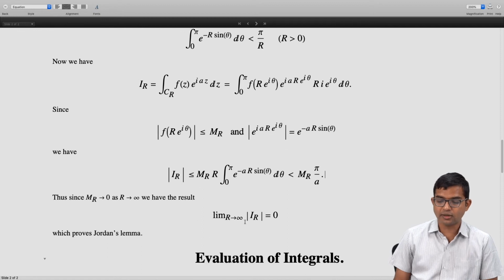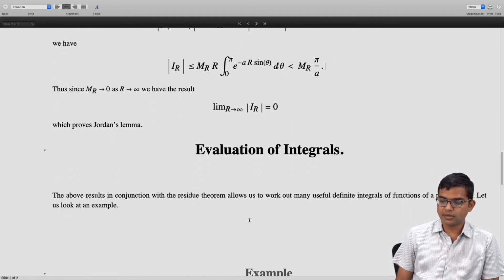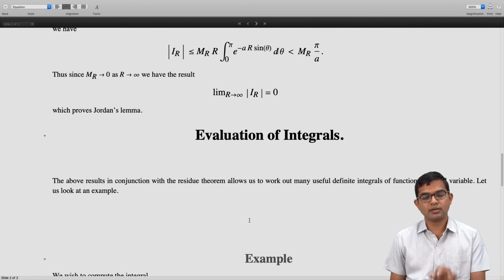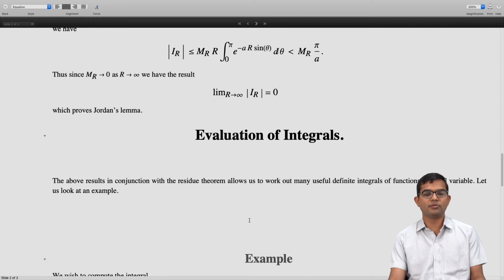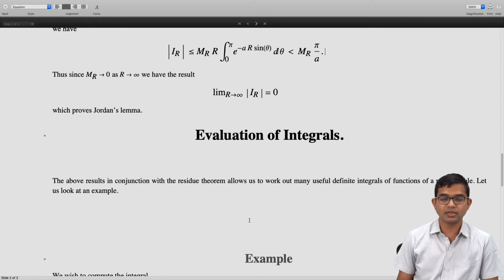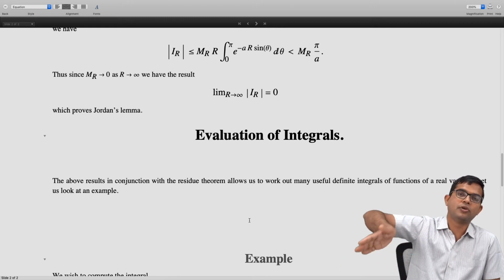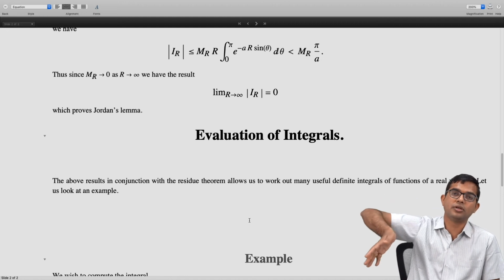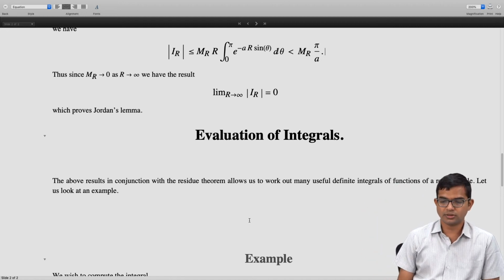So let's look at an example of how this plays out. We look at an example where Jordan's lemma plays out. It's essential to make the argument complete. But there are other examples where a similar trick will hold, and it's easier to argue for the vanishing value of this contour integral along this semicircular path even without invoking Jordan's lemma.